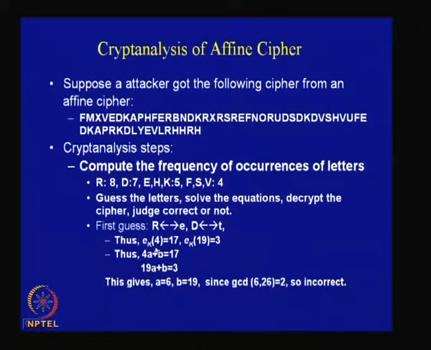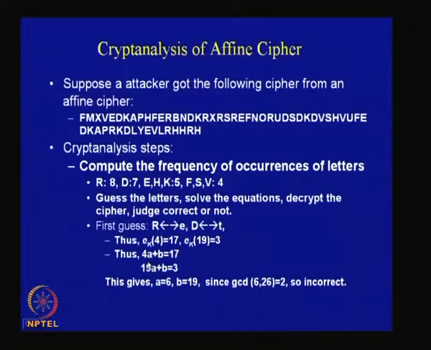We know that E K, so if I encode E as 4 and R as 17, all the alphabets are being encoded by numbers from 0 to 25. Similarly, we have the other equation, E K on 19, and we know that that is equal to 3. So D is 3 and 19 denotes T. So then we have these equations.